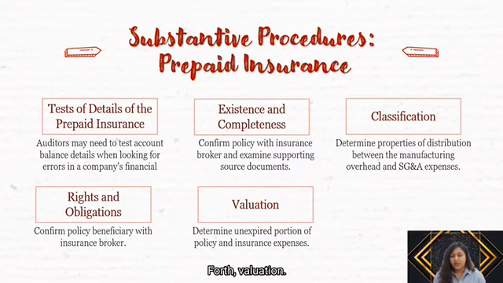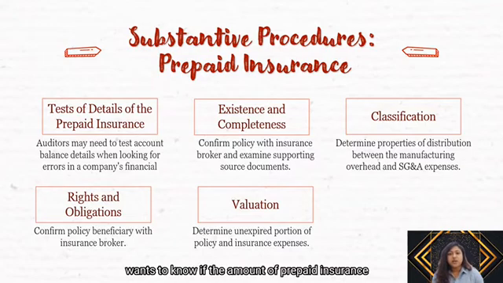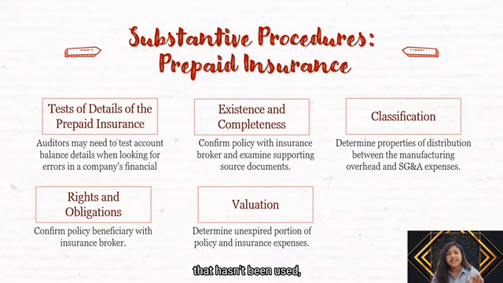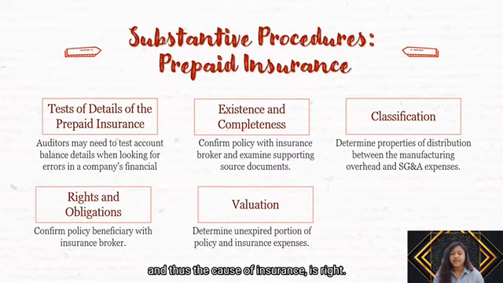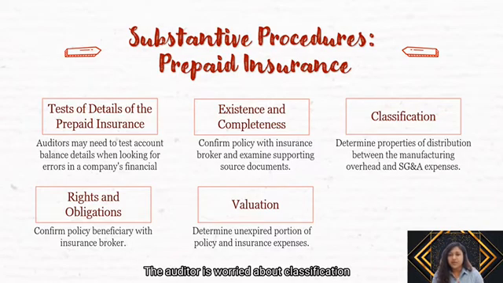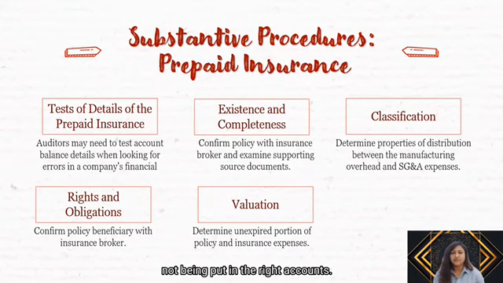Fourth, valuation. The auditor wants to know if the amount of prepaid insurance that hasn't been used, and thus the cost of insurance, is right. Fifth, classification. The auditor is worried about classification because different types of insurance may not be put in the right accounts.